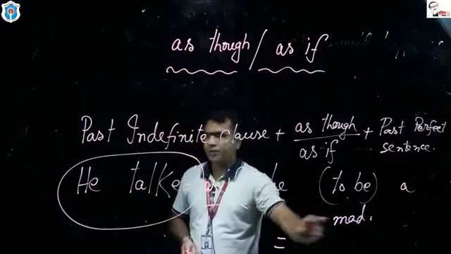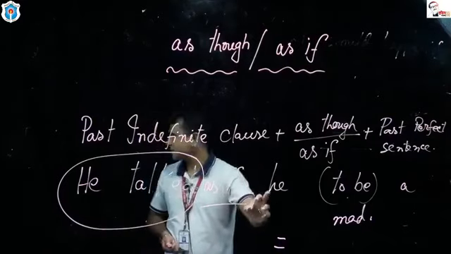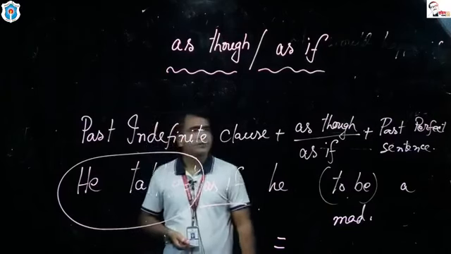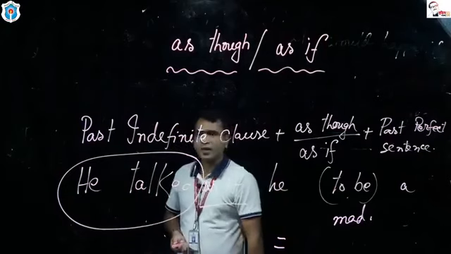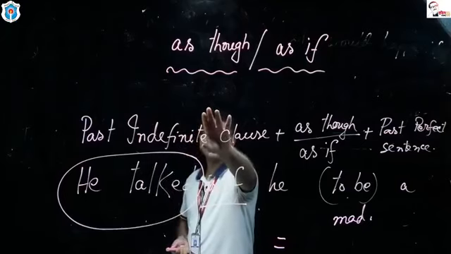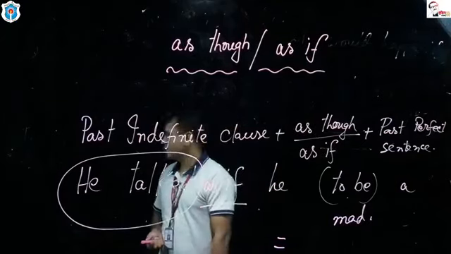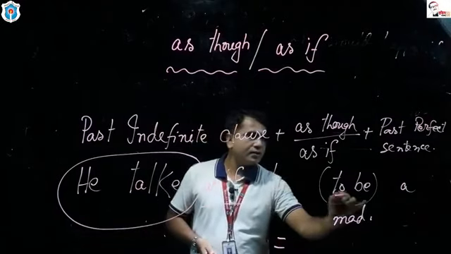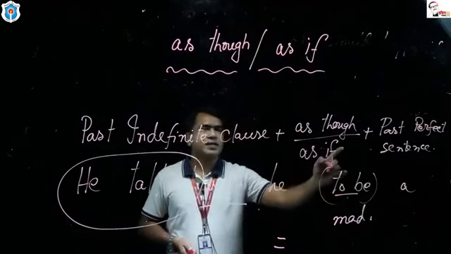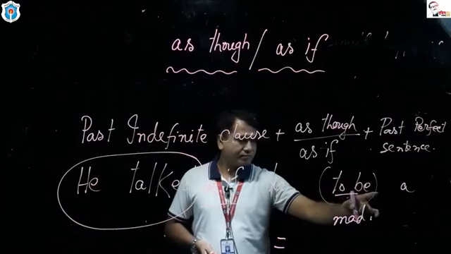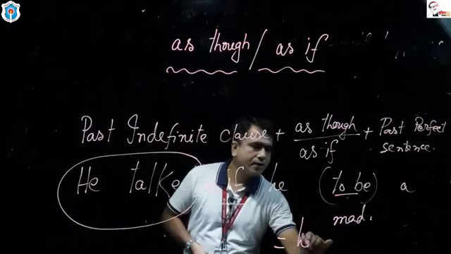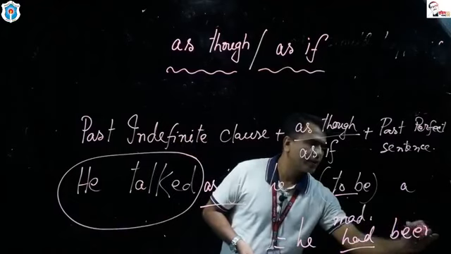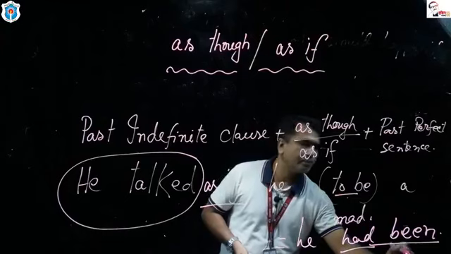He talked as if he to be a mad. Please write the answer of this sentence. Here we see the first sentence is past indefinite, then the second sentence will be past perfect. Okay, thank you. Had been. Here, the structure of past perfect: subject plus had plus past participle of verb. So, he had, the past participle form of be verb is been. He had been a mad.